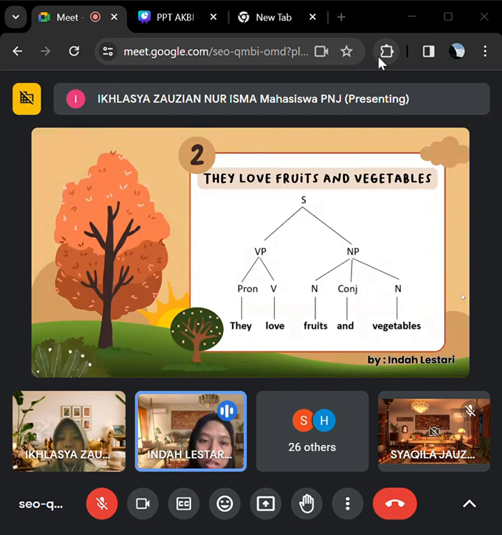For the second sentence: They love fruits and vegetables. They is a pronoun. Love is a verb. They love is a verb phrase. Fruits is a noun. And is a conjunction. Vegetables is a noun. Fruits and vegetables is a noun phrase. They love fruits and vegetables is a sentence.